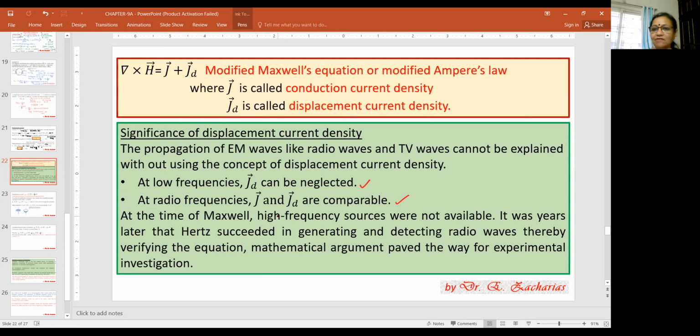Years later, it was Hertz who really did the experiment. He actually gave a proof to Maxwell's theories. He was able to generate, propagate, and detect radio waves, and this propagation happened in space. That led to wireless technology. Wireless communication was born then. So that's the genius of the work.